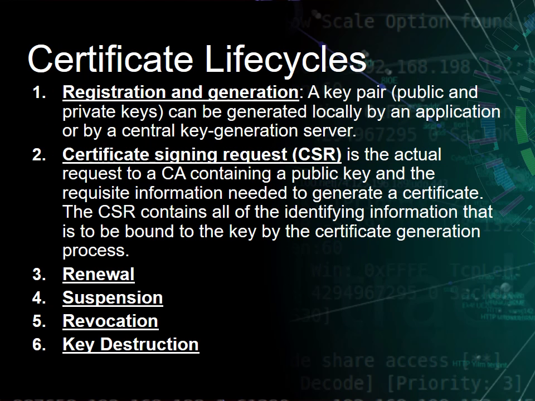Like many other things in security, there is a life cycle to certificates. Registration and generation is the first step. A key, be it public or private key, can be generated locally by an application or by a central key generation server. The second step is the certificate signing request. It is the actual request to a certificate authority containing a public key and the requisite information needed to generate a certificate. The certificate signing request contains all of the identifying information that is bound to that key by the certificate generation process. The next step is renewal.